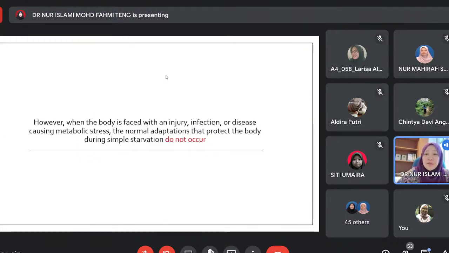However, when the body is faced with an injury, infection or disease causing metabolic stress, the normal adaptations that protect the body during simple starvation do not occur.